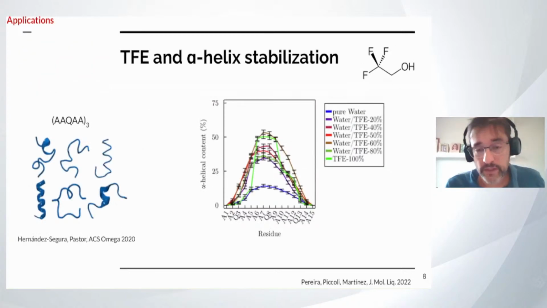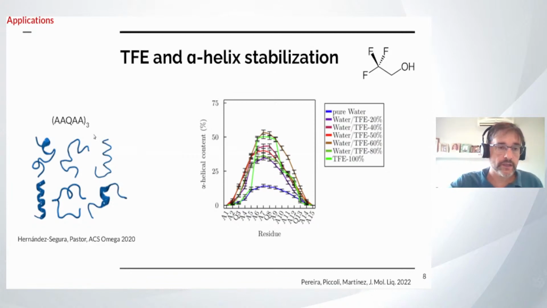The first example, as I was discussing, came from a discussion with Nina Pastor, there from Mexico, and it is the problem of trifluoroethanol stabilization of alpha helices. Trifluoroethanol is a small molecule which has a hydroxyl group which is able to form hydrogen bonds, and trifluorines. And it's a well-known thing that this molecule promotes in general the stabilization of helical structures of proteins.